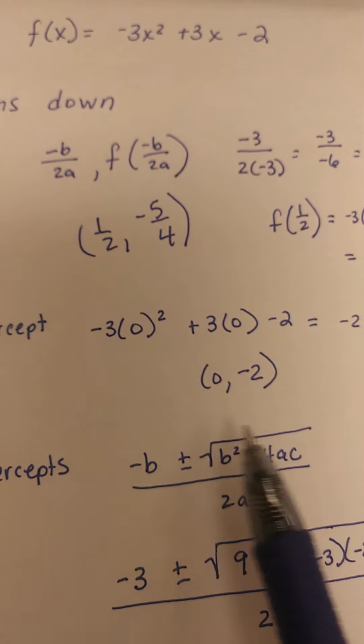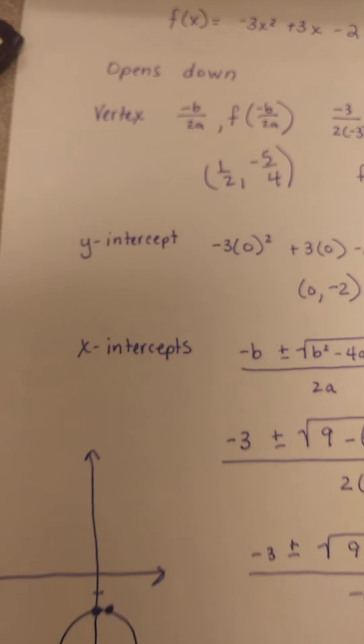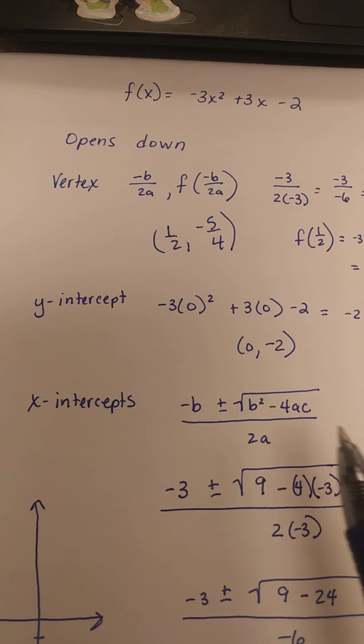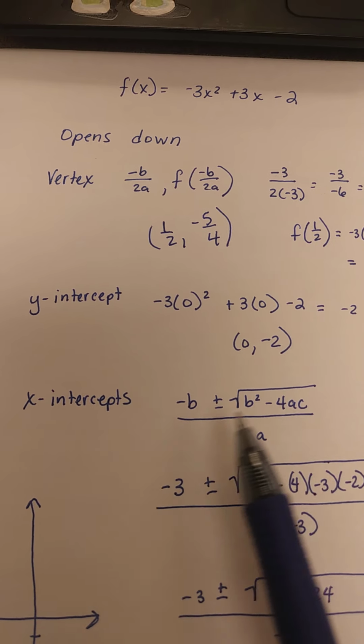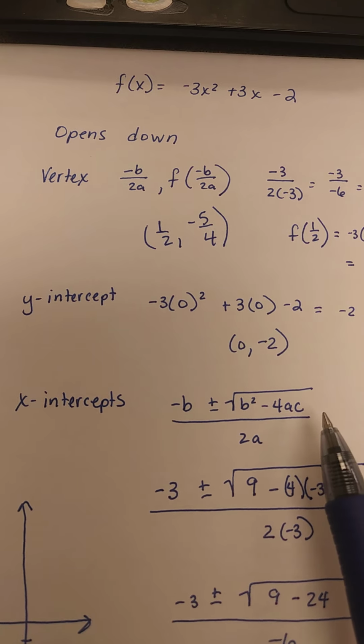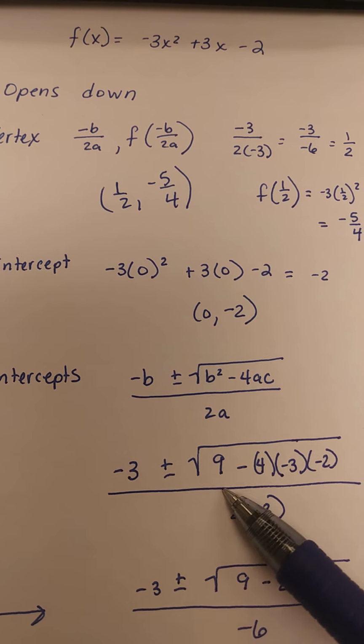So there's my y-intercept. The x-intercept part is the trickiest bit, but this should still be familiar. We get our x-intercepts from the quadratic formula, which I've written down the whole formula here. It's also on your other sheet that I gave you on Friday. So I just plug in the pieces again. Negative b. b is 3, so negative b is negative 3. Plus or minus the square root of b squared. Well, b is 3, so b squared is 9.